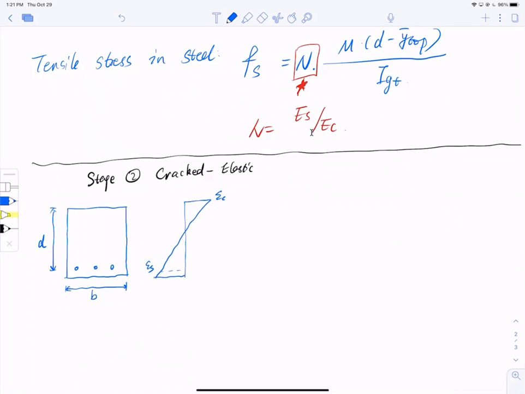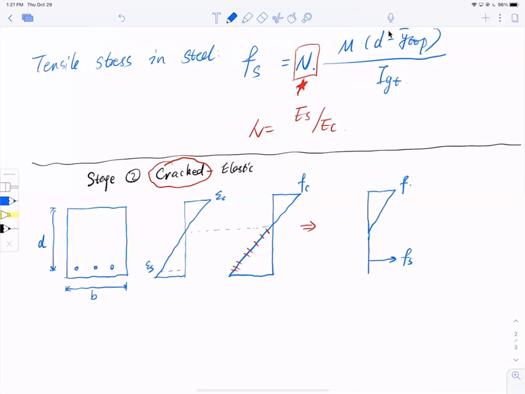Now here comes the linear part. If I label it in stress, I should see a similar triangle as in strain. But unfortunately, it is cracked, so I have to remove this tension. After I've done that, the real stress distribution becomes, this is stress fc, just the top triangle. And the bottom has nothing but the steel.